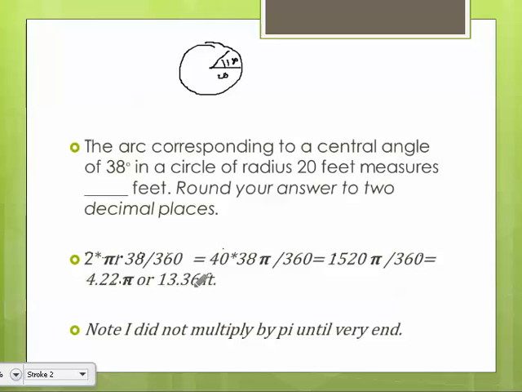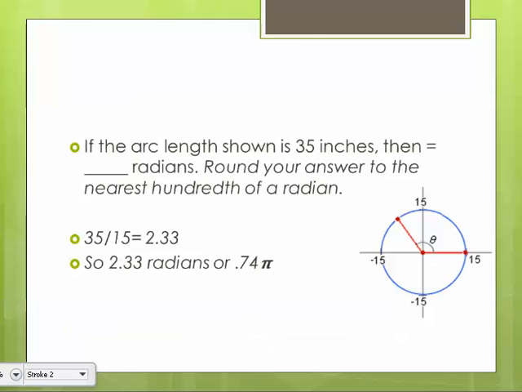I want you to note, I carried the pi as if it were a variable all the way through to the very end. And then at the very last second, I multiplied 4.22 times 3.14 to get this number here. I didn't multiply the 3.14 any earlier. That would have caused rounding errors earlier in the problem. So you don't multiply it out until you get to the very end.